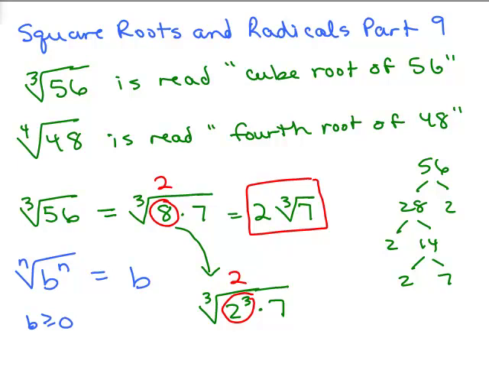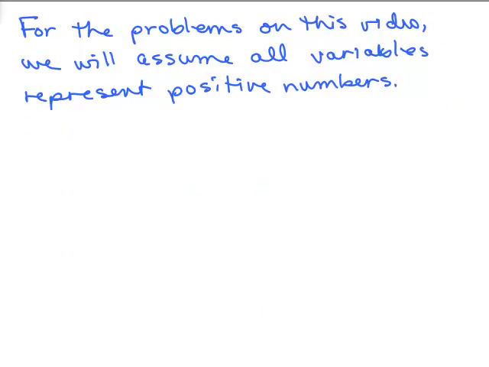Now, when I say b is greater than or equal to 0, that actually has to happen if n is an even exponent, but if it's an odd exponent, it doesn't have to happen. But for now we will just deal with the positive values of b, and later we'll go on to some negative values. For the problems on this video, we'll assume all variables represent positive numbers.